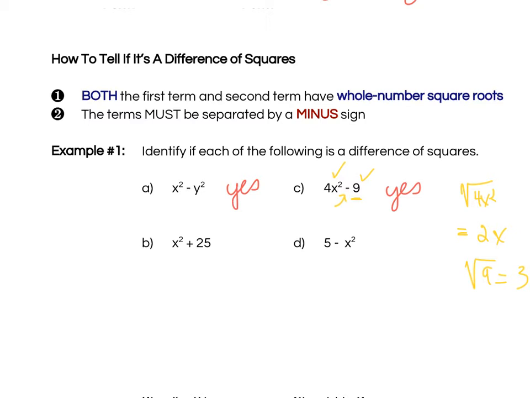All right, let's look at the next example. Ooh, it looks like I went out of order there. Not to worry, no big deal. So when I look at this next example, I can indeed see that x squared is a perfect square.